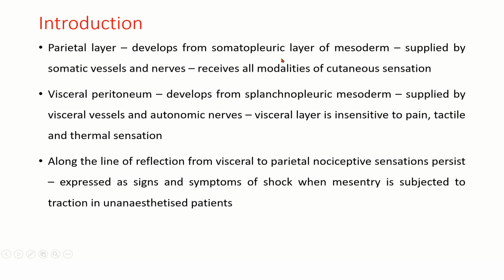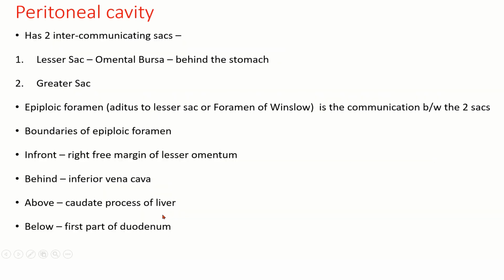The parietal layer develops from the somatopleuric layer of mesoderm, supplied by somatic vessels and nerves. It receives all modalities of cutaneous sensation. The visceral peritoneum develops from splanchnopleuric mesoderm, supplied by visceral vessels and autonomic nerves. The visceral layer is insensitive to pain, tactile and thermal sensations. Along the line of reflection from visceral to parietal, nociceptive sensations persist. So these are expressed as signs and symptoms of shock when the mesentery is subjected to traction in an anesthetized patient.